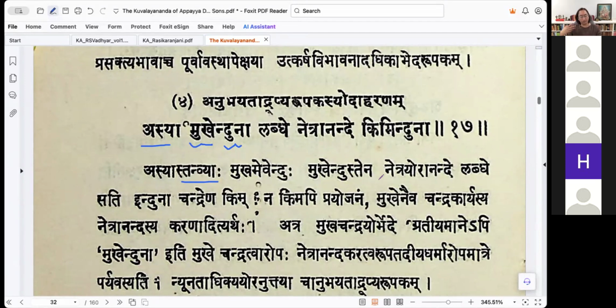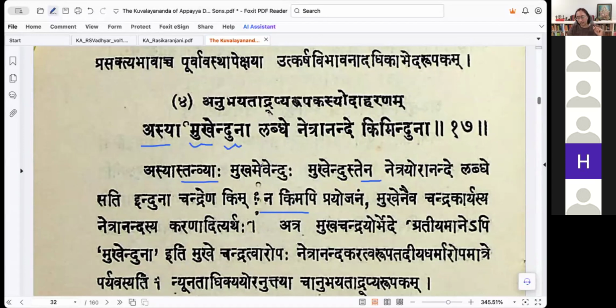Netranande labdhe sati, when there is pleasure to the eyes, when we have obtained pleasure for the eyes, tena netrayoho anande labdhe sati, induna, prasiddha induna, chandrena, kim, what is the prayojanam there? Na kimapi prayojanam. So mukham eva induhu mukhenduhu, tena mukhenduna, with that moon, which is now in the form of the face of the lady, netrayoho anande labdhe sati. When we have gotten ananda for the eyes, it is a pleasure to the eyes to look at this beautiful lady's face.